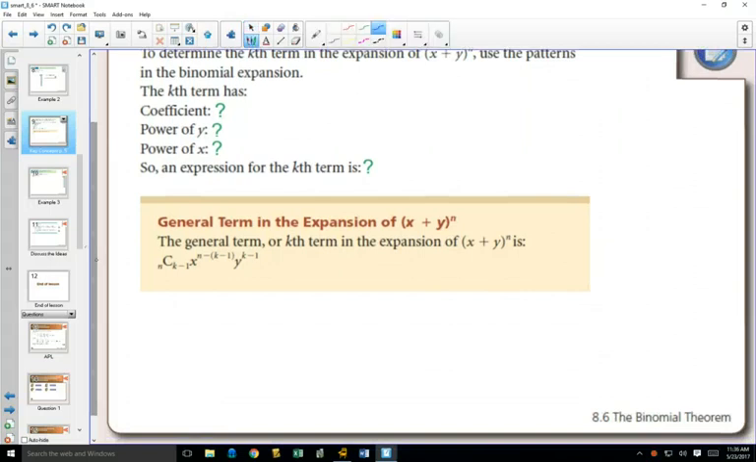I'm going to take out a formula sheet, and we're going to talk about how it shows up on your formula sheet for your exam. So on your formula sheet for your exam, you have just this: T sub k plus 1 equals n choose k, a to the n minus k, b to the k.